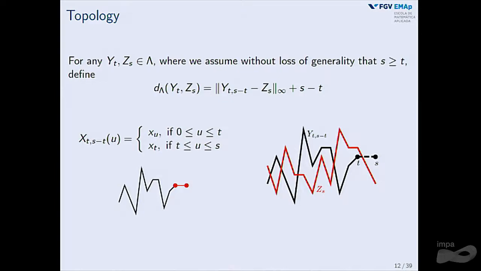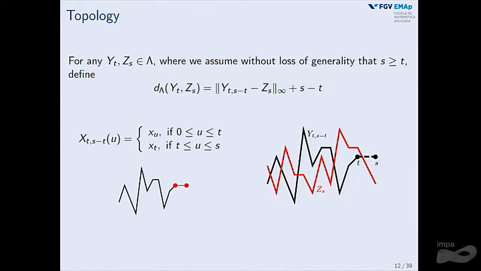And to compare paths, we're going to take derivatives. You want to compare paths somehow, and to do this, we need a topology. The topology chosen by Bruno and Cont, and in other versions of the calculus, was the L infinity norm between two paths, so the sup norm.